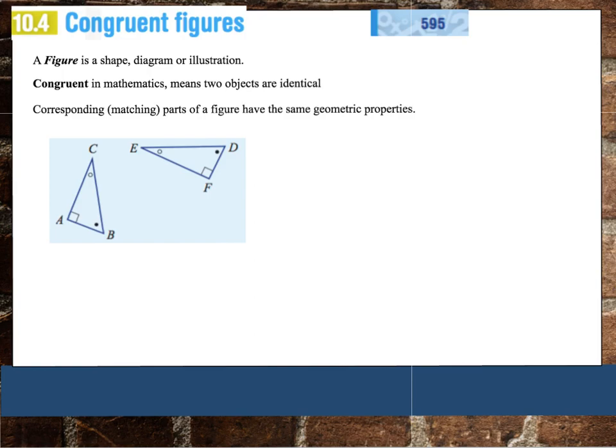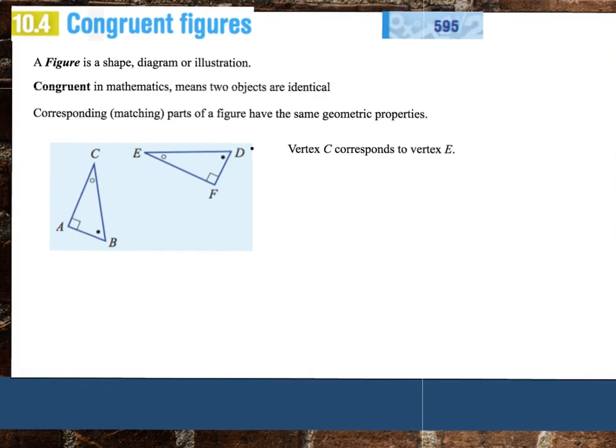Now in this here we have two figures. We can call it triangle ABC and triangle FDE. If these two are congruent, which they are, we can then say that vertex C corresponds to vertex E. Now remember, vertex means the point, so where two lines meet gives you the vertex. So vertex C equals vertex E, vertex A, vertex F, and vertex B, vertex D. They are corresponding because they have the same geometric properties.